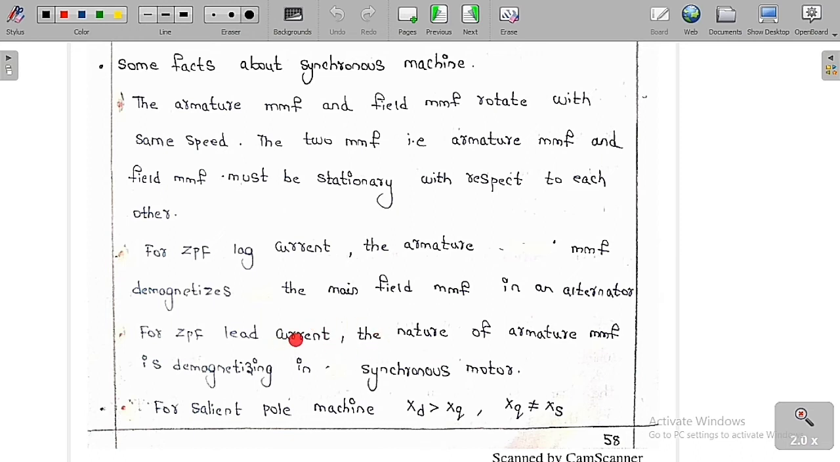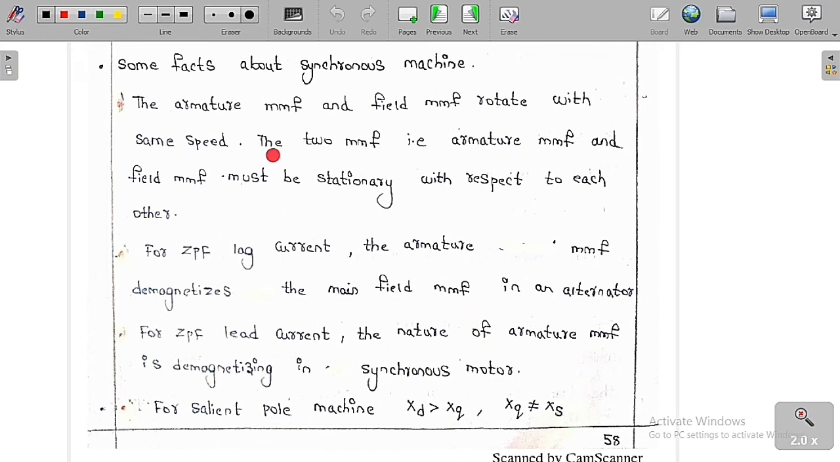You have to assume it is an alternator and then change the current IA by 180 degrees, and whatever analysis you get is for the synchronous motor. Also, I have already told you, for a salient pole machine, the direct axis reactance is always greater than the quadrature axis reactance, because in the English alphabet D always comes earlier than Q. So Xd is always greater than Xq, and Xq is not equal to the synchronous reactance. This is a very important point.